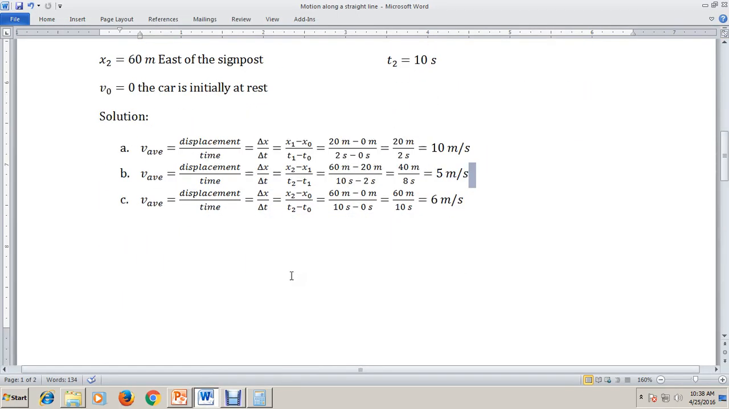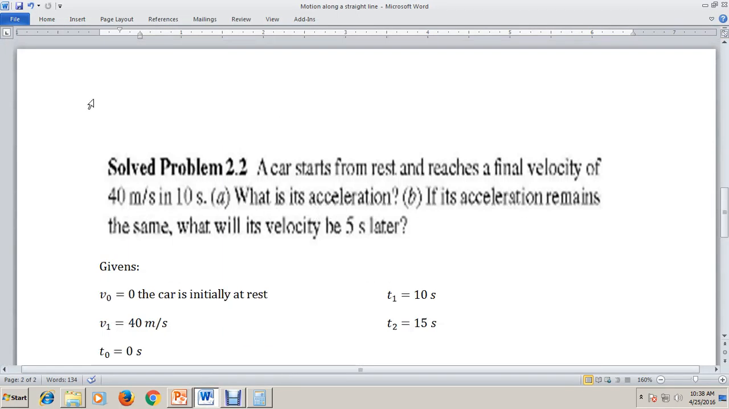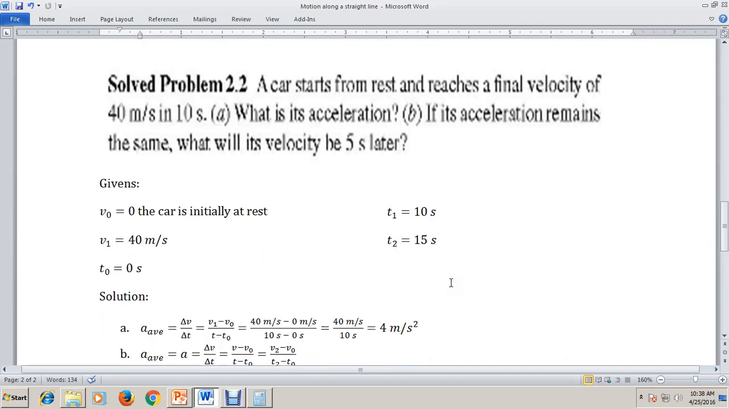Okay, so for the solution for the second example, this is the same example presented in the PowerPoint. So let's go through the givens. It is said in the problem that the car starts from rest. So what does that mean? The car starts from rest. That means its initial velocity v sub 0 is 0. The car is initially at rest.